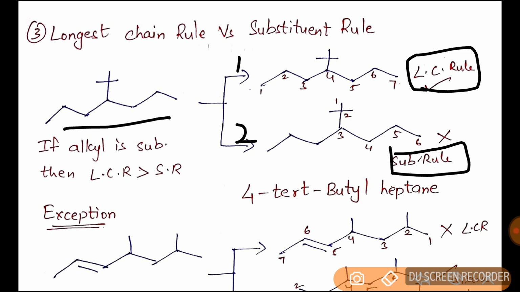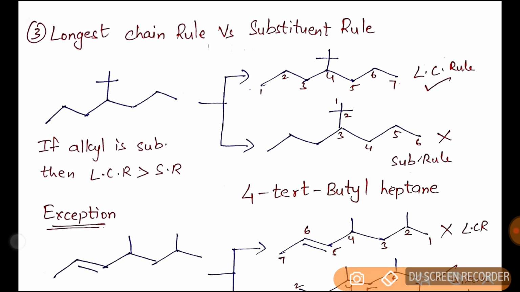So you have to note that if there is alkyl substituent, guys, only if there is alkyl substituent, then LCR is greater than SR, that is, longest chain rule is greater than substituent rule. So if there is this alkyl substituent, longest chain rule should be given more preference than this substituent rule. Okay, and the nomenclature as you could see here, this is 4 tertiary butyl heptane, because this group is called as tertiary butyl group. So as this is located at 4th position, 4 tertiary butyl heptane.